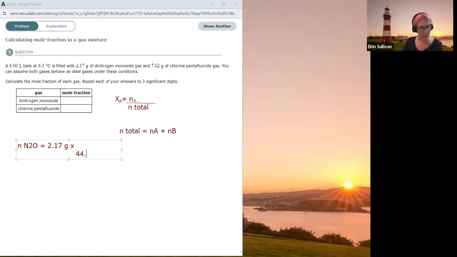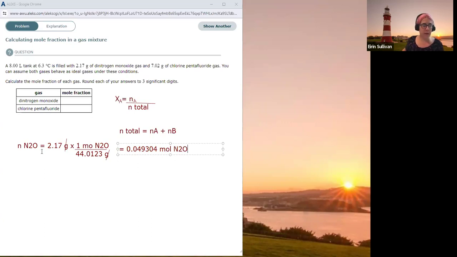So 44.0123 grams for every 1 mole of N2O. So we can see that grams is going to cancel out, leave me with my moles of dinitrogen monoxide, which should shake out to be, let's see, 2.17 divided by 44.0123 is 0.049304. That'll do. Moles of N2O.